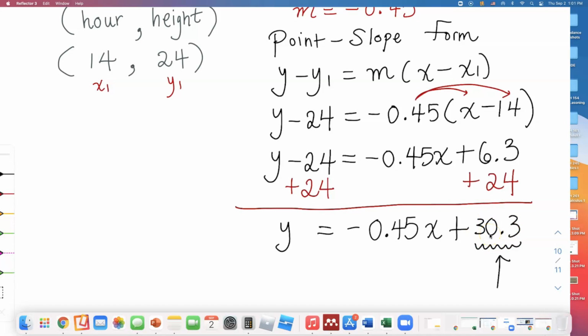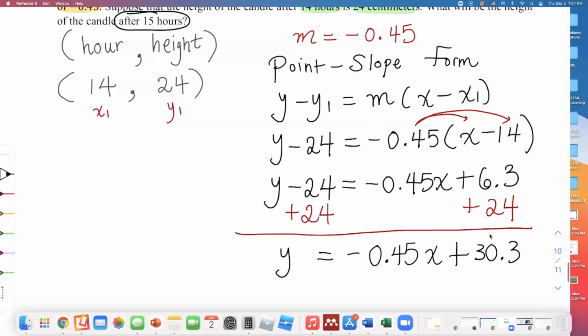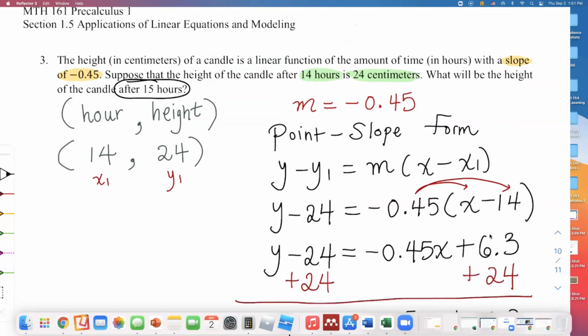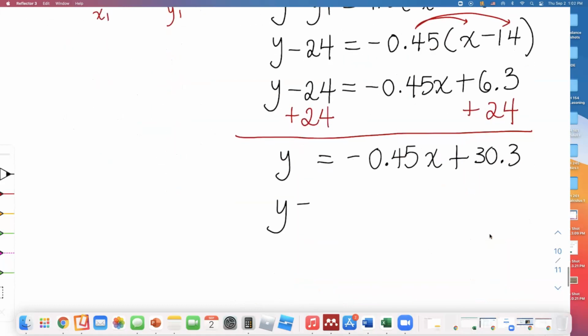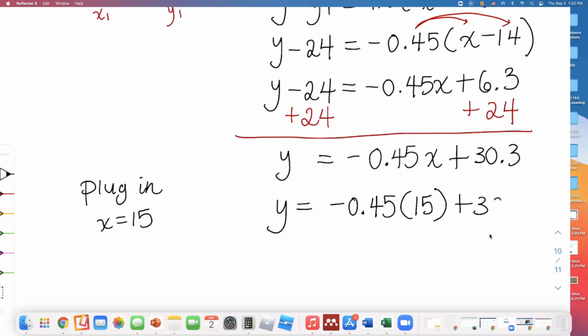Now, what did they want in this problem? I should go and read that last part. They said, what will be the height of the candle after 15 hours? 15 is the input variable. So let me go ahead and plug in 15 in here. X equals 15. Negative 0.45 times 15 plus 30.3.